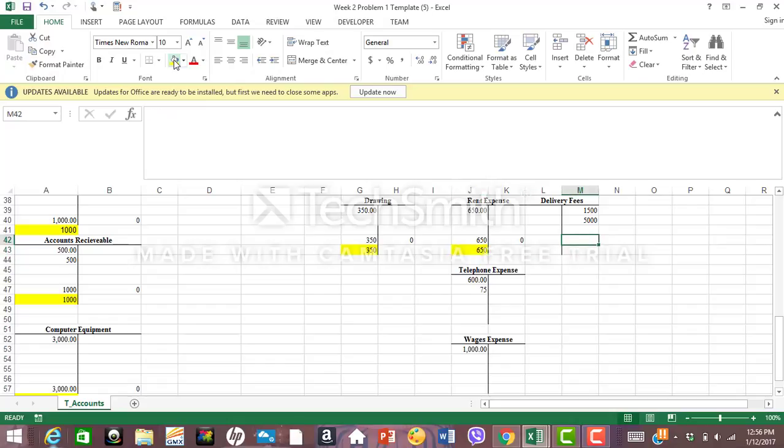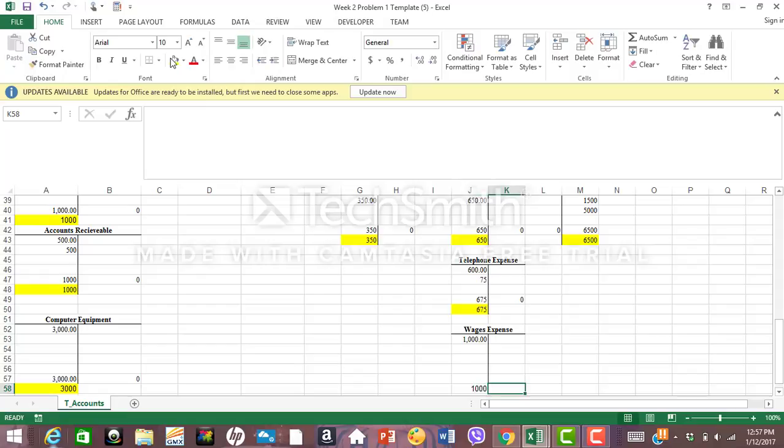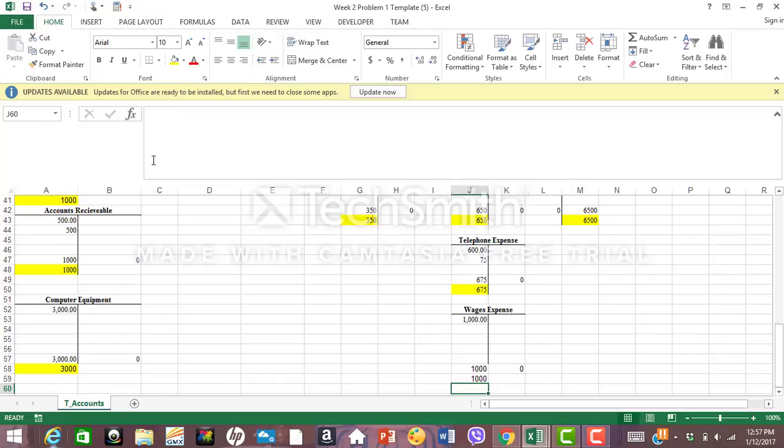And then we have delivery fees, 5,000 plus 1,500, 6,500. Nothing has been returned, so our balance is 6,500. And then we have the telephone expense, which is the sum of 600 plus 75. You could either do this, it'd be 675, and then your balance would just be 675. And then we have wages expense of 1,000, so 1,000 over here. There were no mistakes, so your balance is 1,000.